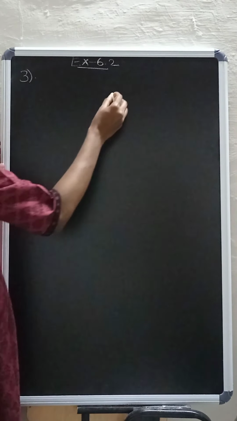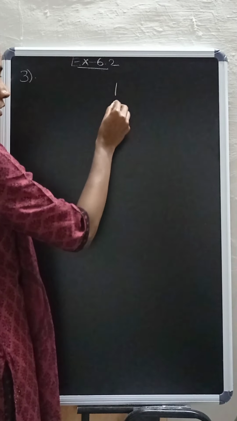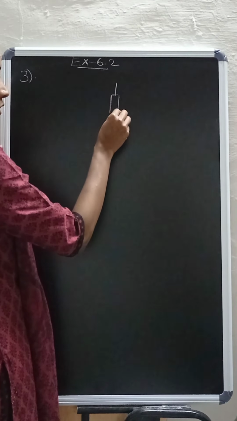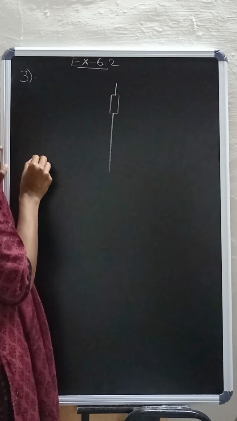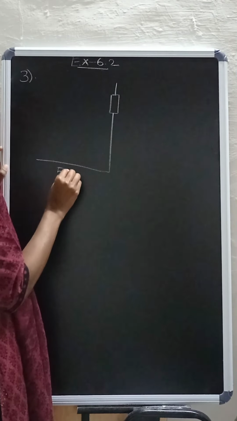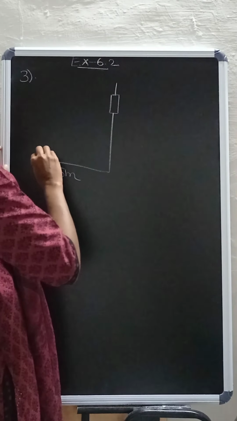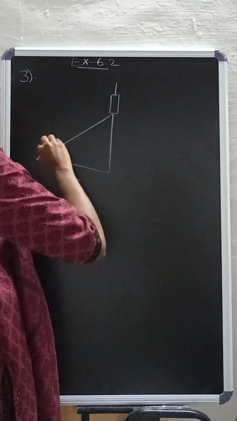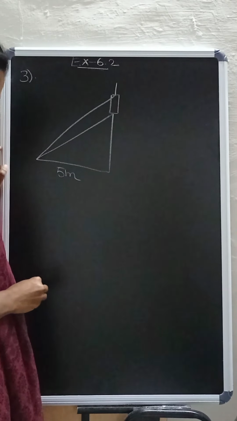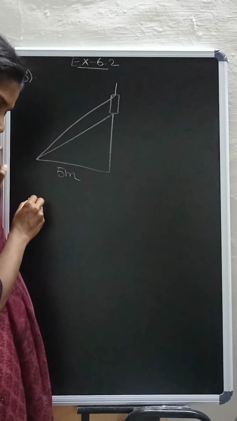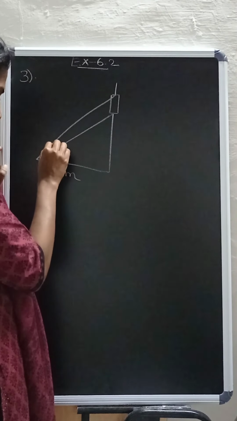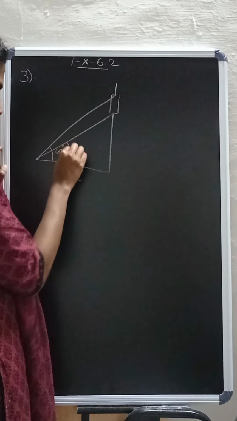Now let us draw a diagram. To a man standing outside his house, the angle of elevation of top and bottom of the window are 60 degrees and 45 degrees. So this is house. Let this be the window. He is standing 5 meters away. The angle of elevation of the top and bottom of the window is 60 degrees and 45 degrees respectively. So this is 60 degrees, this is 45 degrees.